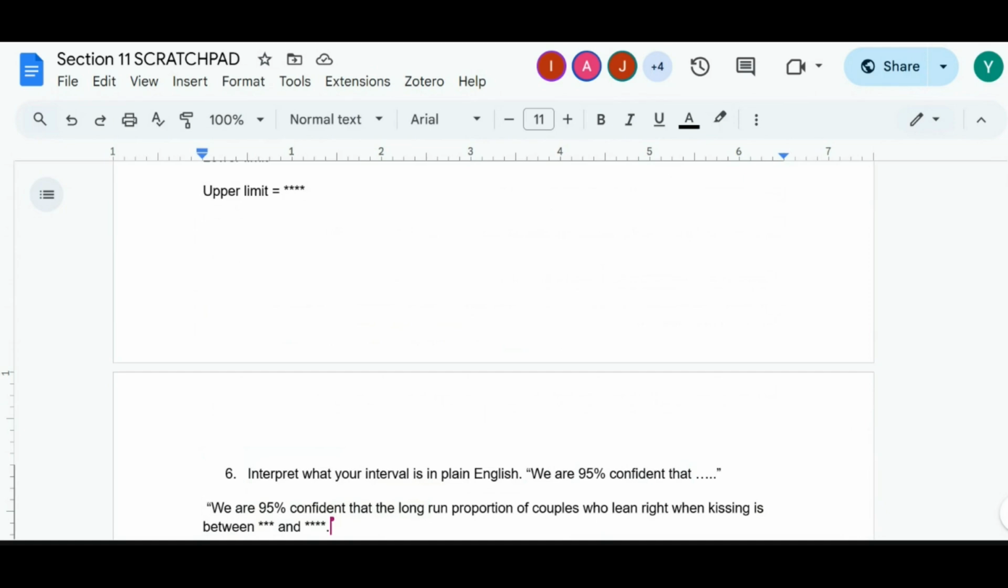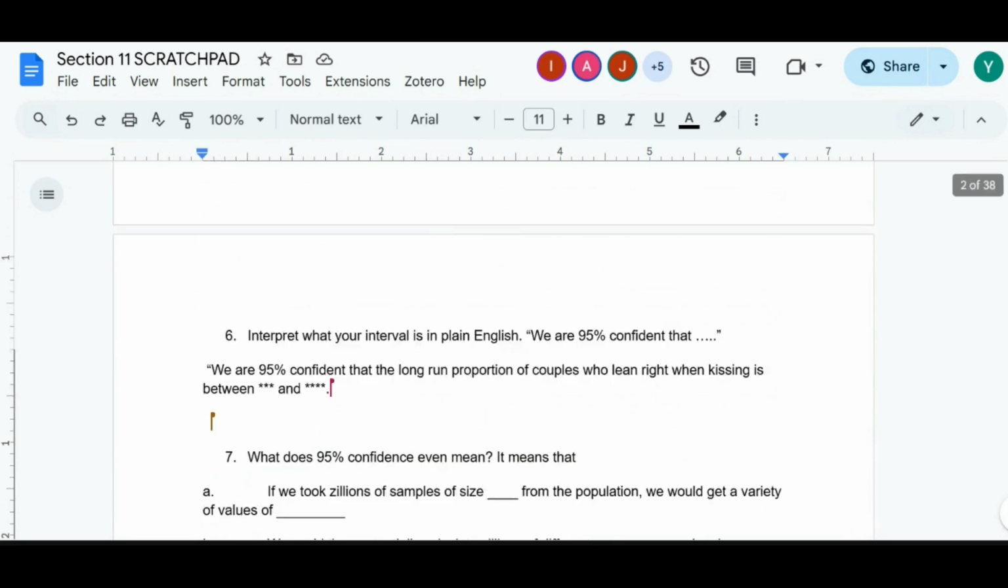That's fine. Put it in. We are 95% confident that that thing is between star, star, star, and star, star, star, star, whatever those numbers are. That's it. Now, let's do the last part.